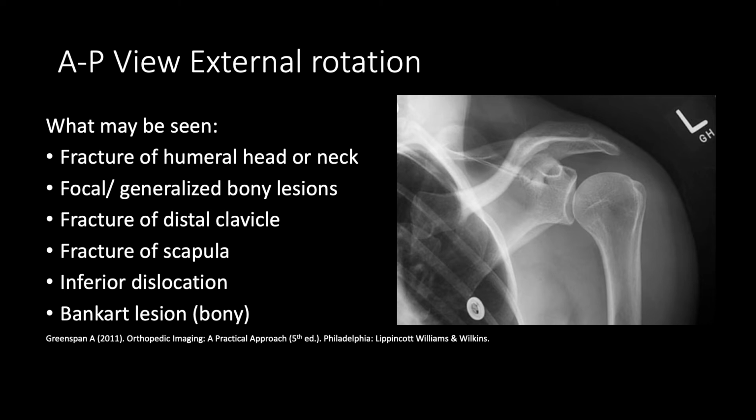So the first one is an AP view with external rotation of the humerus. And so what we're really looking for is any fractures of the humeral neck, any bony lesions. This gives a good view of the distal clavicle and a pretty good view of the scapula, particularly the lateral portions of the scapula. It can also indicate any type of inferior dislocation, and in some cases a Bankart lesion will be obvious with this view.